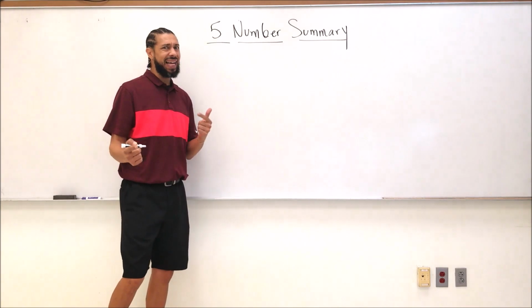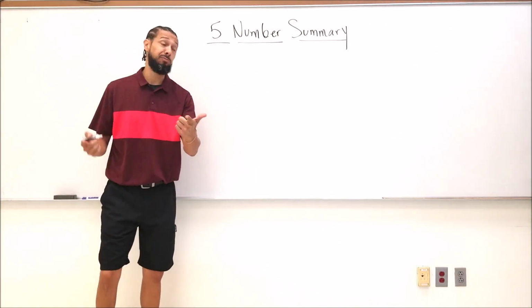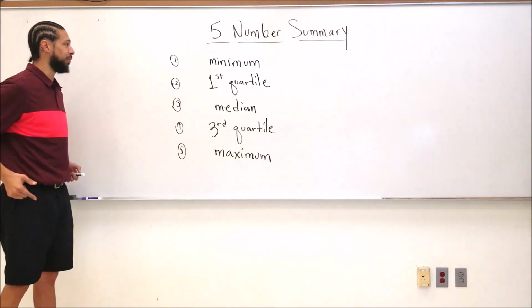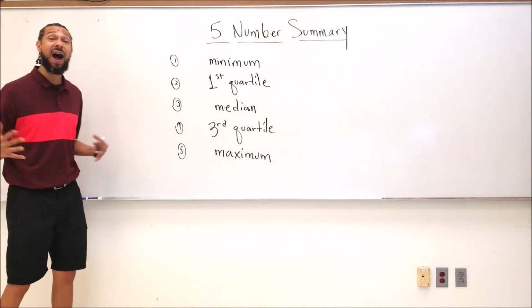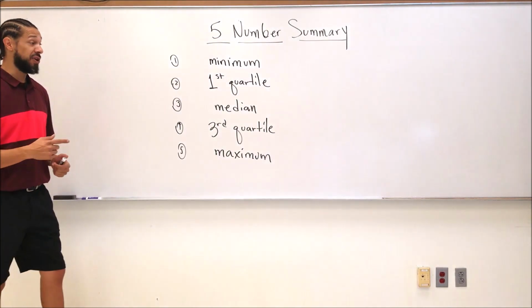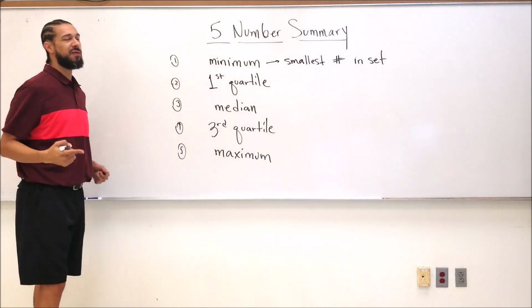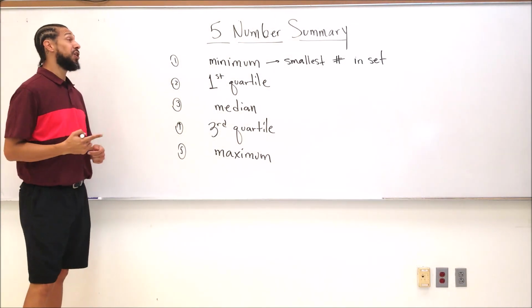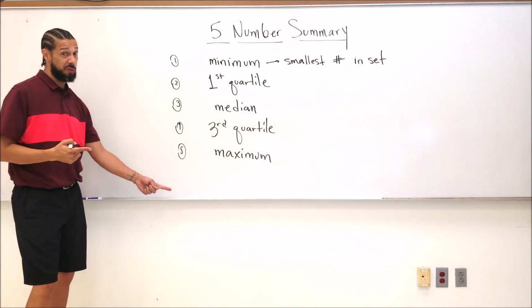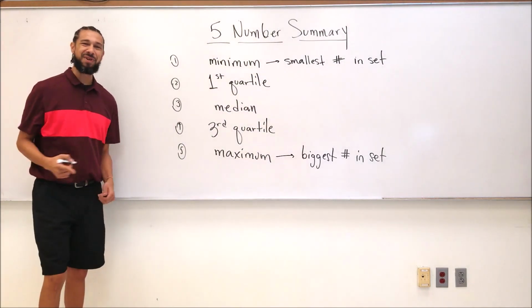First off, what exactly are the 5 numbers that we're talking about? Well, here we go. There they are. These are the 5 numbers of the 5-number summary. Let's talk about the easy ones first. The minimum. The minimum, of course, is the smallest number in the set. Just like the maximum, of course, would be the biggest number of our data set.